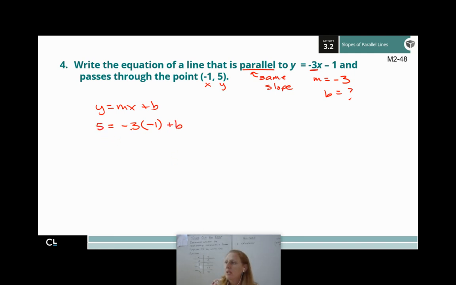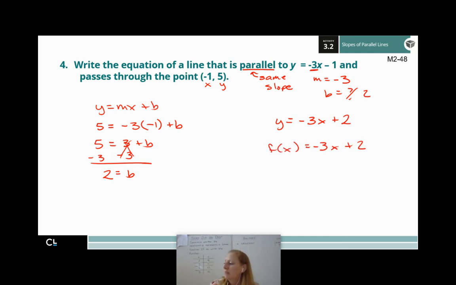And now we've got this. Negative 3 times negative 1 is a positive 3. If I subtract 3 from both sides, those cancel out, and I get b equals 2. Yay! I know what b is now, it's 2. So let's write the equation: y equals negative 3x plus 2. If you would feel better writing it as f of x equals negative 3x plus 2, that's okay as well.